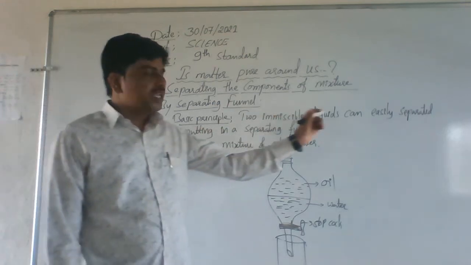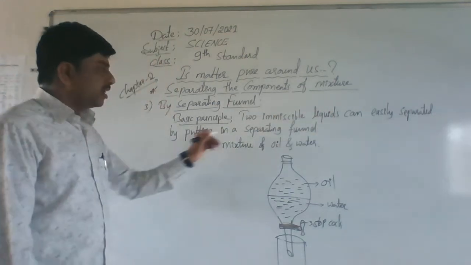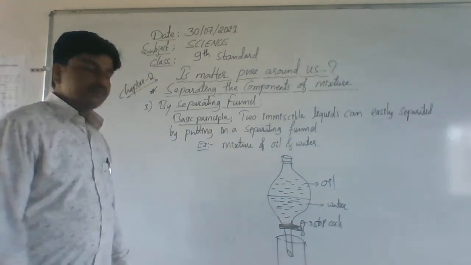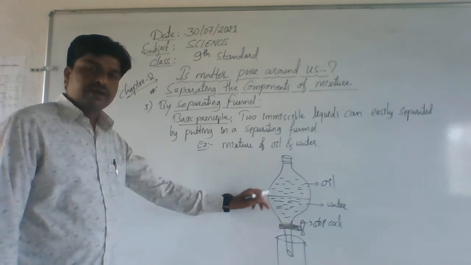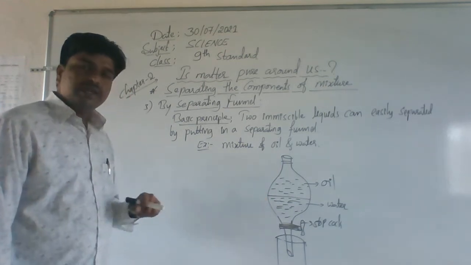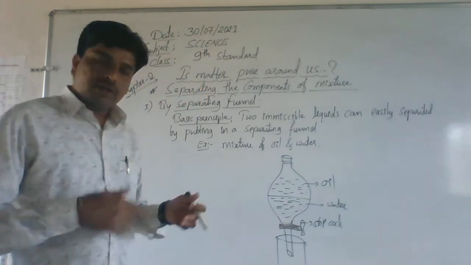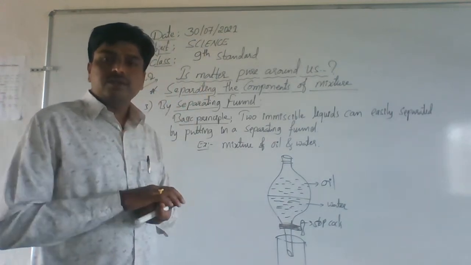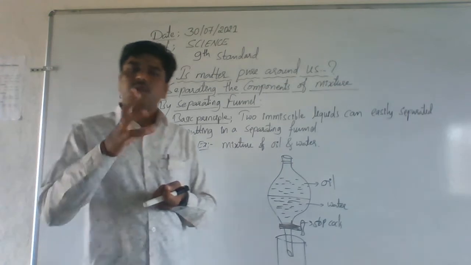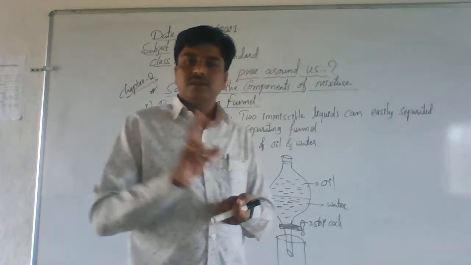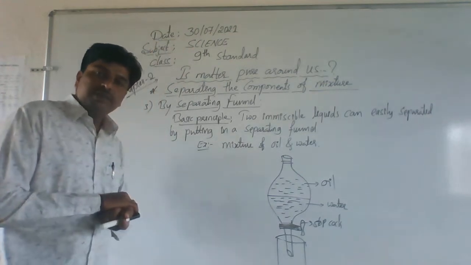So two immiscible liquids can easily be separated by putting them in a separating funnel. Here you need a separating funnel. So this is called a separating funnel. Understand? The best example of immiscible liquids is oil and water. Oil and water do not mix with each other. Remember, yes or no? Try it at home. Take water and oil and mix them. They do not mix with each other because both are immiscible liquids.